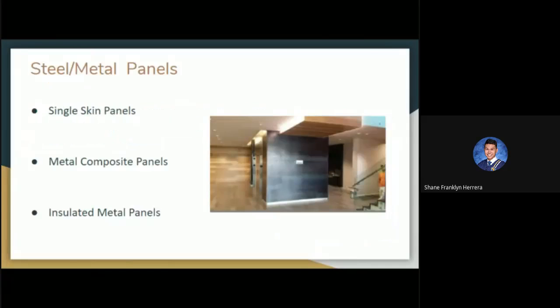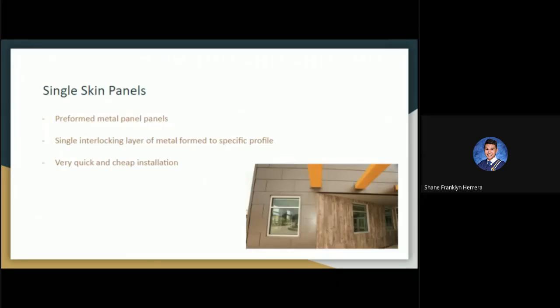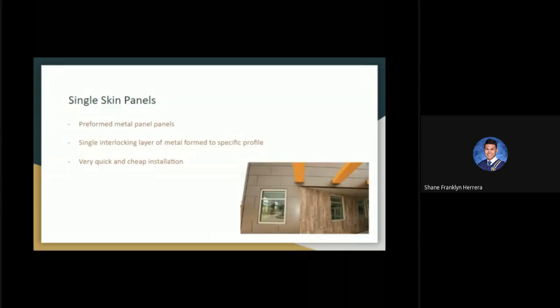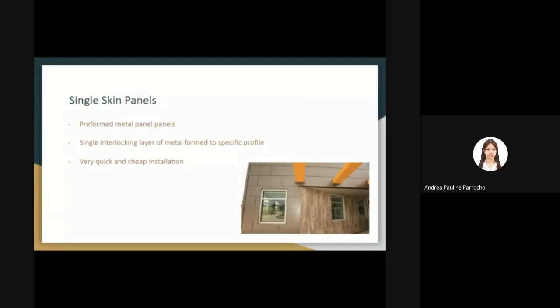The next material is steel or metal panels. There are three different types: single skin panels, metal composite panels, and insulated metal panels. The single skin panel is a panel which is preformed, meaning it is formed beforehand. So it is typically just one interlocking layer of pre-finished or natural metal that has been preformed to any desirable profile.